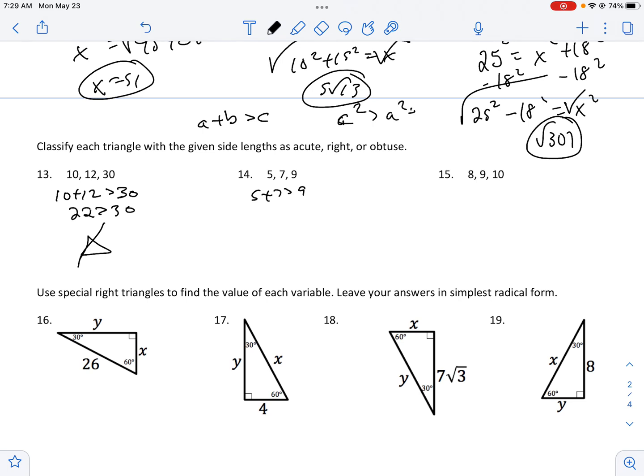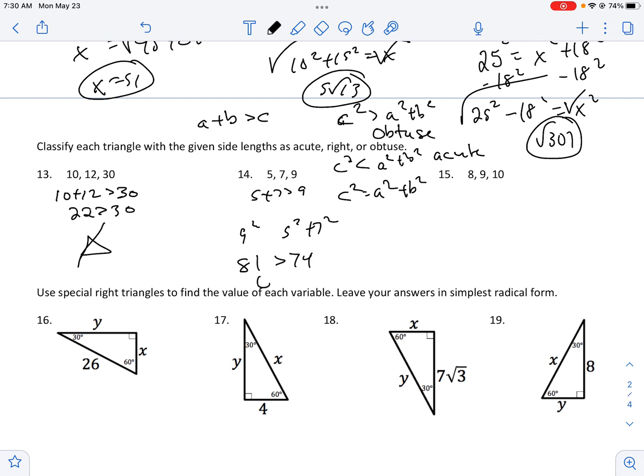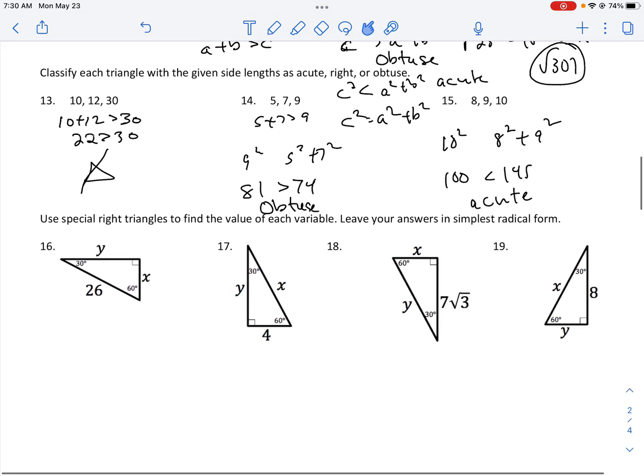If C squared is bigger than A squared plus B squared, that's obtuse. If C squared is smaller, that's acute. And if it's equal, that's right. So let's see. 9 squared, 5 squared plus 7 squared. So 81 is bigger than 74, obtuse. Here is 10 squared bigger, smaller, or equal to 8 squared plus 9 squared. Well, 100 is smaller than 145, so we are acute here.